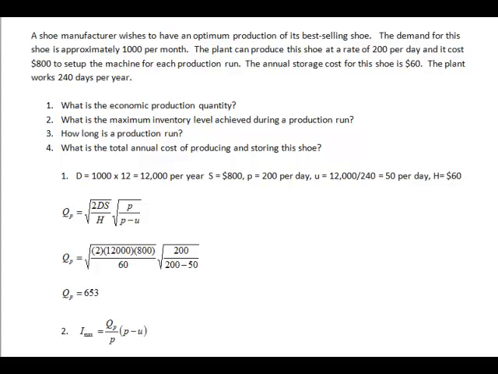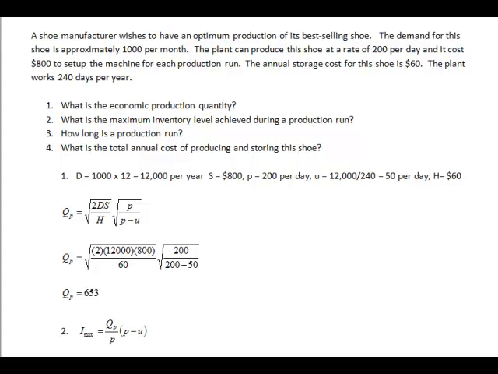For a pair of shoes is $60. That is, if we kept one pair of shoes in inventory for 1 year, it would cost us $60. And we work 240 days a year. So how do we know that this is an economic production quantity problem?